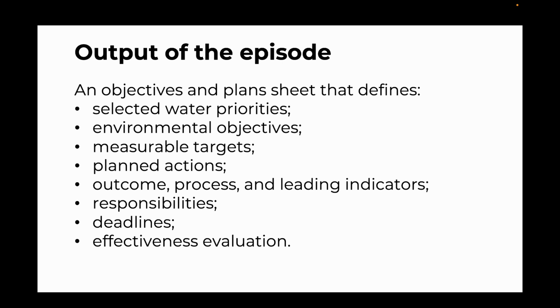The output of this episode is an objectives and plans worksheet. This worksheet helps BlueRiver focus on the water-related priorities that deserve formal improvement. So it defines objectives, targets, actions, indicators, responsibilities, deadlines, and effectiveness evaluation. The objective is not to measure everything. The objective is to manage what matters. And at this point, BlueRiver has moved from context, aspects, compliance obligations, and action planning into measurable performance improvement.